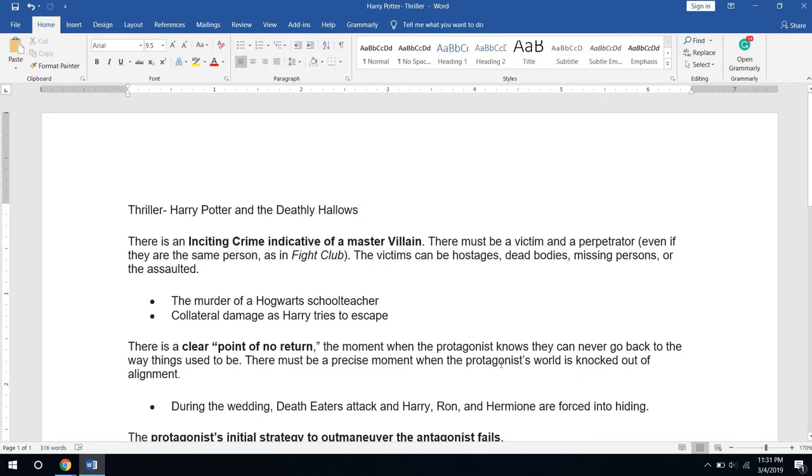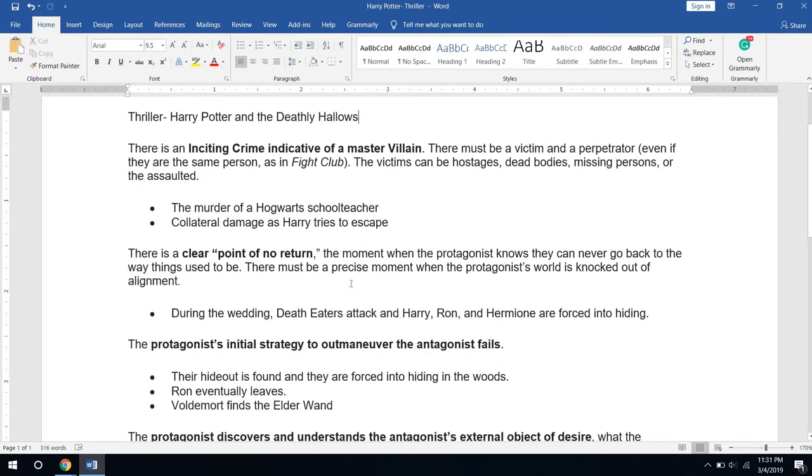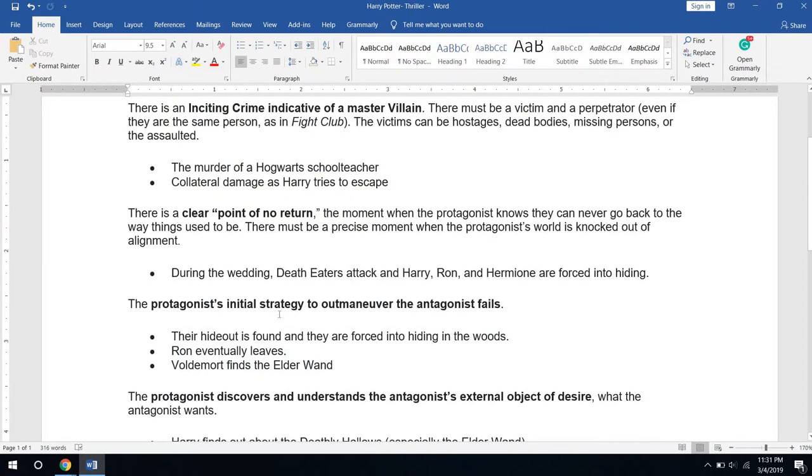Like in the first chapter, a Hogwarts school teacher gets murdered. There's a lot of collateral damage as Harry tries to escape. There's this point of no return. They have this wedding that they go to, and then Death Eaters attack, and they're forced into hiding. So there's just no going back. With the initial strategy to outmaneuver the antagonist failing, I'd say there are actually several different points.